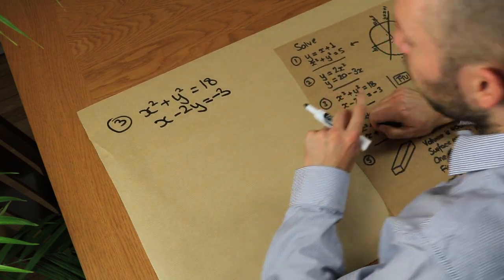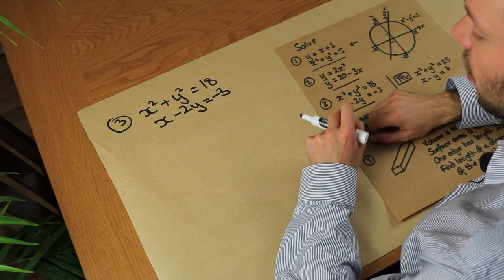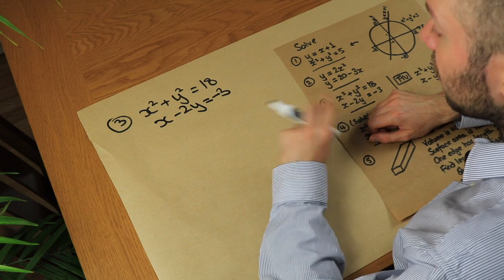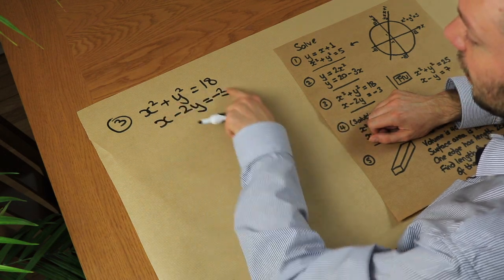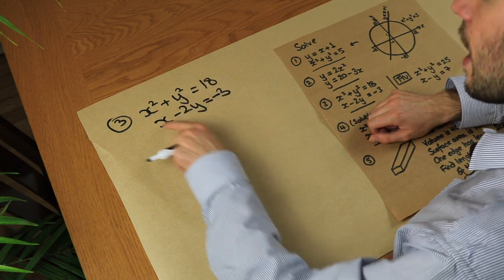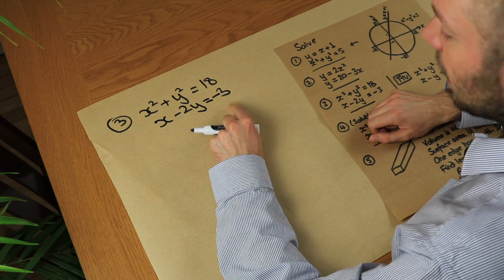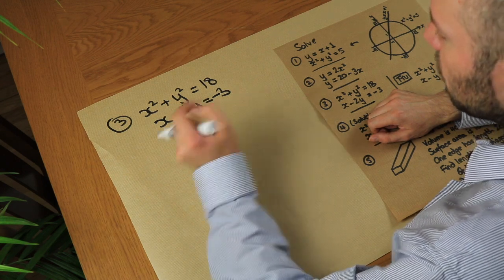Now do you remember that step 1 was to rearrange the linear equation to make x or y the subject. Now in this case, it's a linear equation, it doesn't have any squares in it, and we want to make x or y the subject, and neither x nor y is the subject here. So which one should we choose?